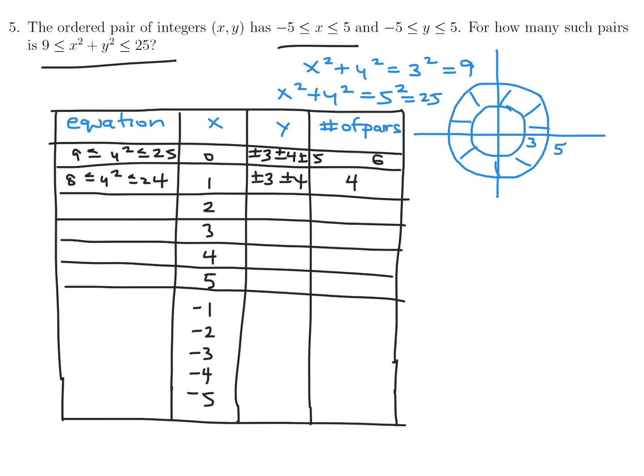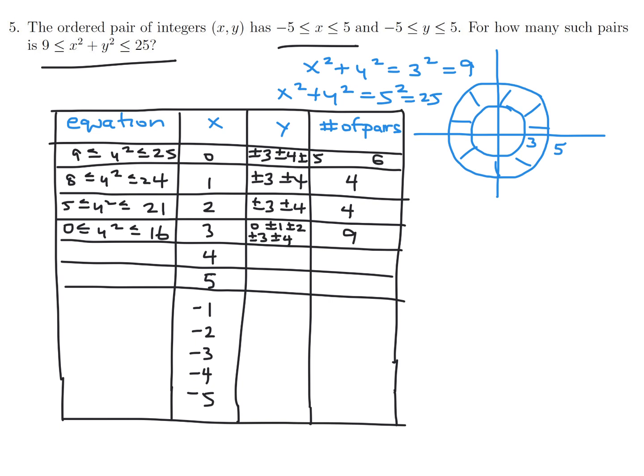When x is 2, the equation becomes 5 less than or equal to y squared less than or equal to 21. And then now, again, plus or minus 3, plus or minus 4 pairs. When x is 3, the equation becomes 0 and 16. So then we'd have actually 0, plus or minus 1, plus or minus 2, plus or minus 3, plus or minus 4. So 1, 2, 3, 4, 5, 6, 7, 8, 9.